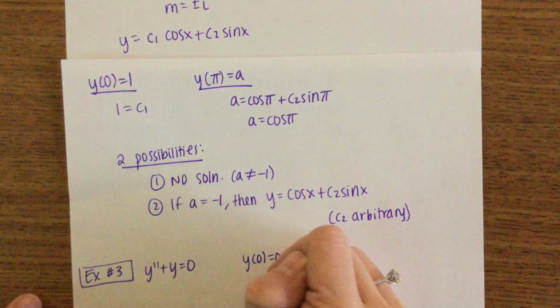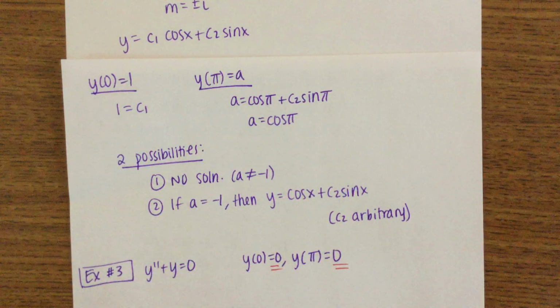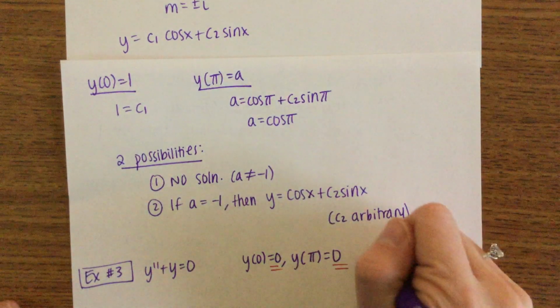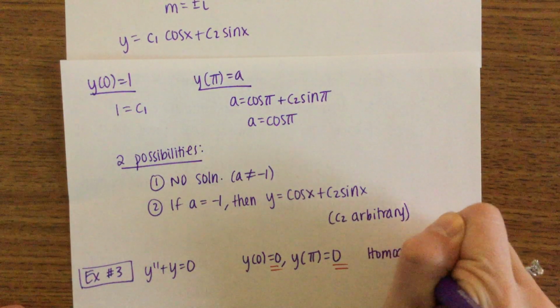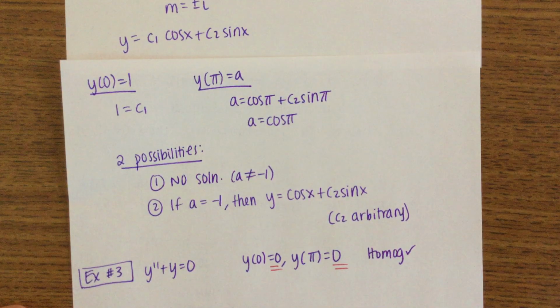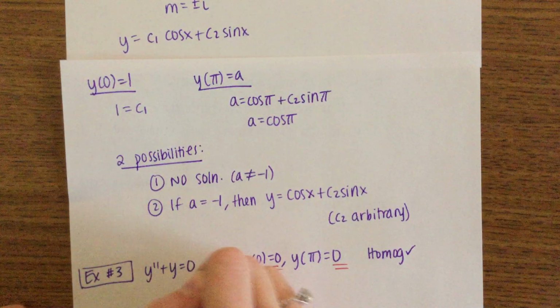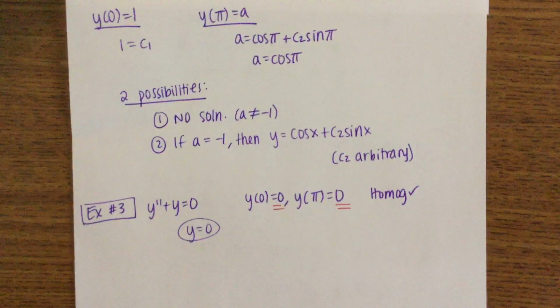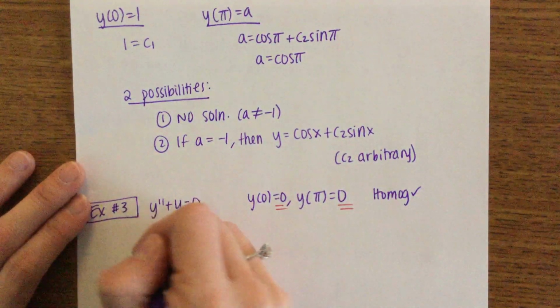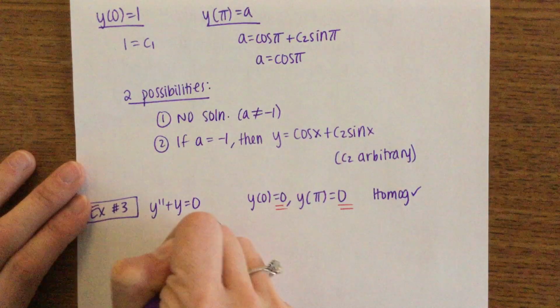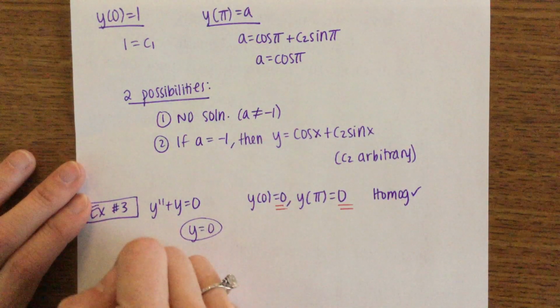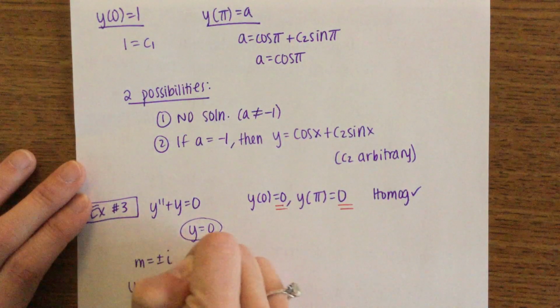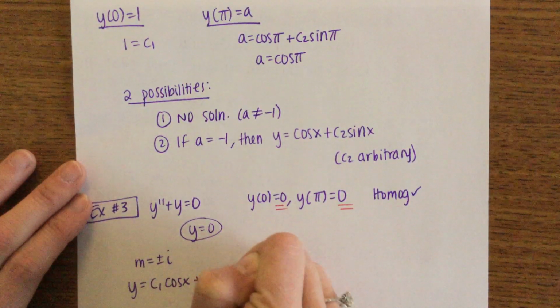So again, what makes this homogeneous is these two zeros right here. Anytime it's homogeneous, y equals 0 is automatically a solution. Now, that's either the only solution or there will be infinitely many. So we have to actually solve the equation to figure out which one's the case. We already did this. We know we get m to be plus or minus i. So our y ends up being c1 cosine of x plus c2 sine of x.